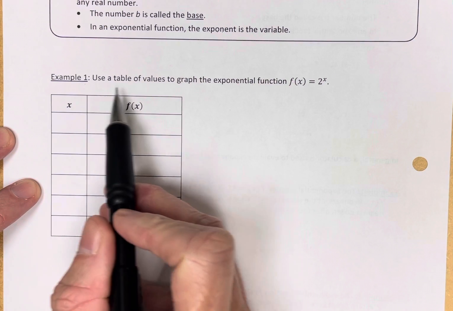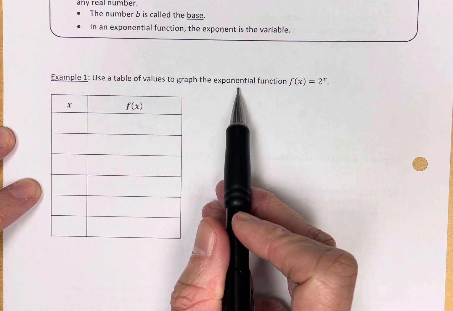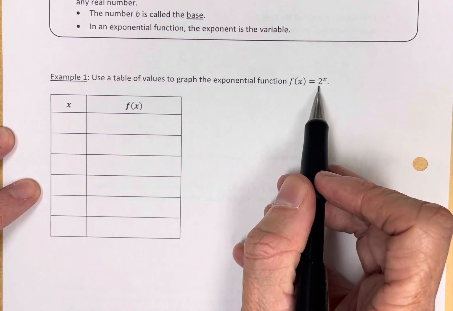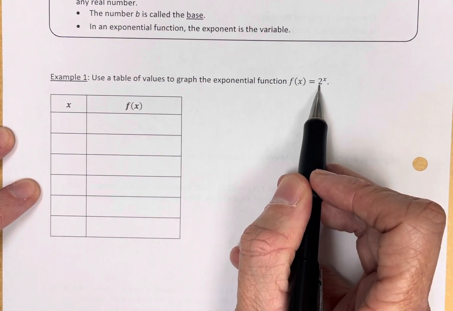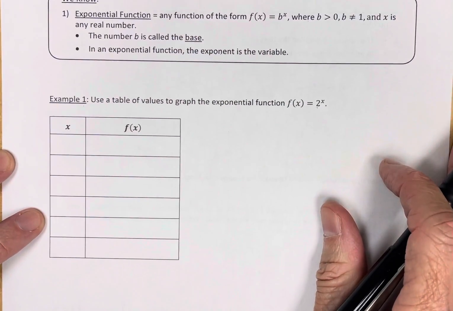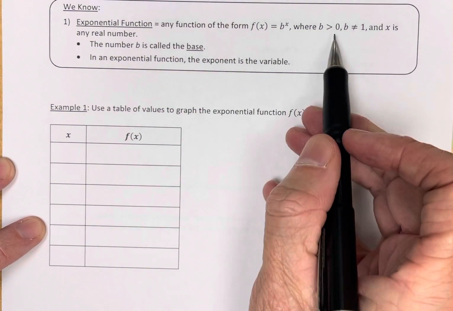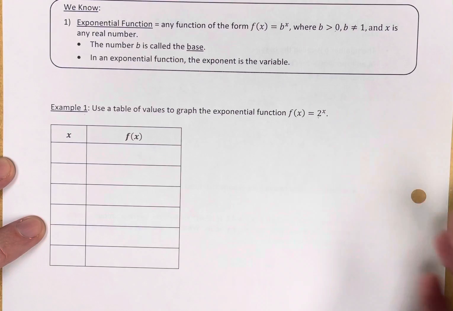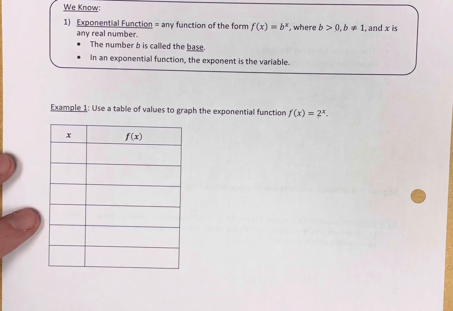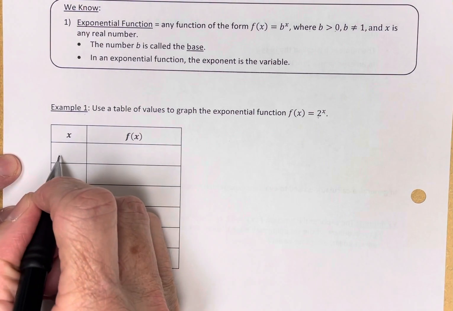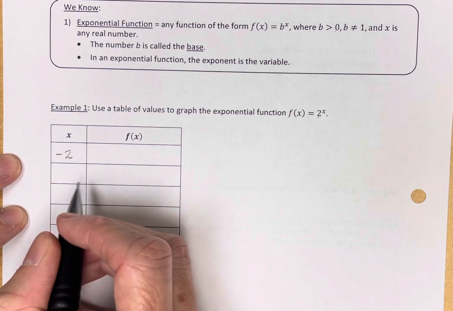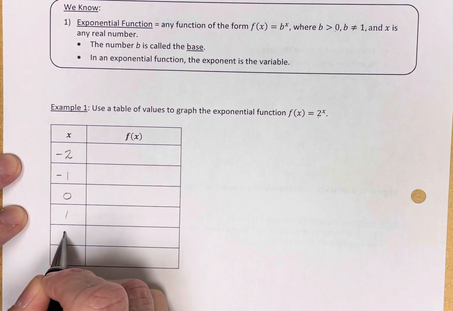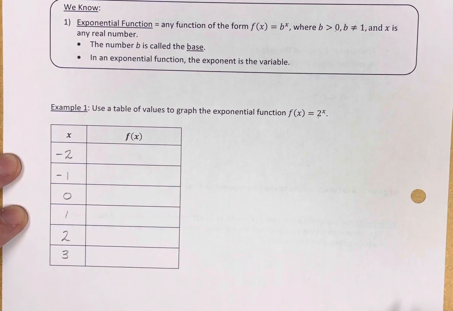Example 1, we're going to use a table of values to graph the exponential function f of x equals 2 to the x. So again, 2 is our base. The base must be positive, it's positive. And we just have an x in our exponent to make it an exponential function. So I'm going to use x's around 0, so -2, -1, 0, 1, 2, and 3.